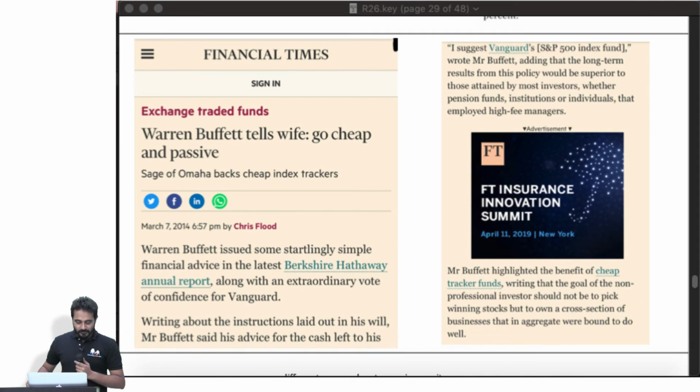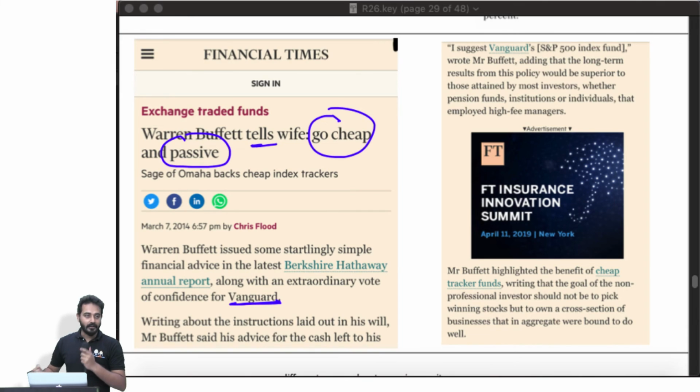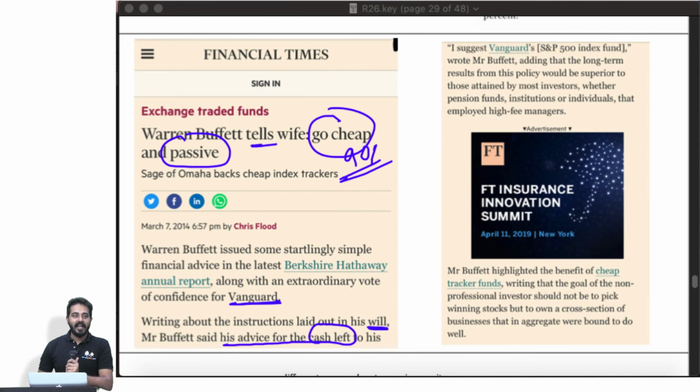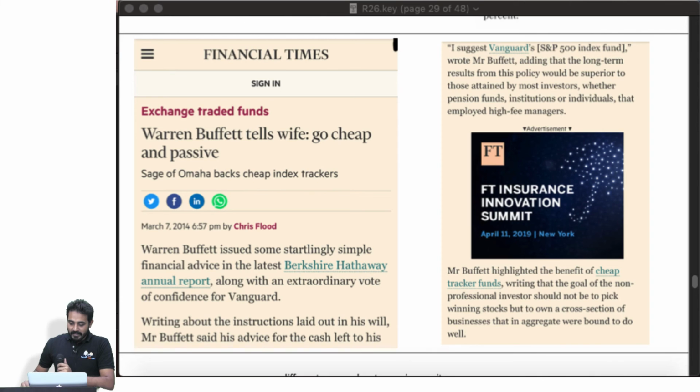This is from the Financial Times. I just took screenshots there. So he tells his wife, go cheap and passive. Warren Buffett issued some startlingly simple financial advice in the latest annual report, along with an extraordinary vote of confidence for Vanguard, the company which makes those ETFs. Writing about the instructions laid out in his will, he said his advice for the cash left to his wife was to put it into a passive fund. The precise advice he gave was to put 90% of the money into an ETF and 10% into treasury bonds or T-bills, so that you can take care of your expenses. So I suggest Vanguard's S&P 500 index fund.